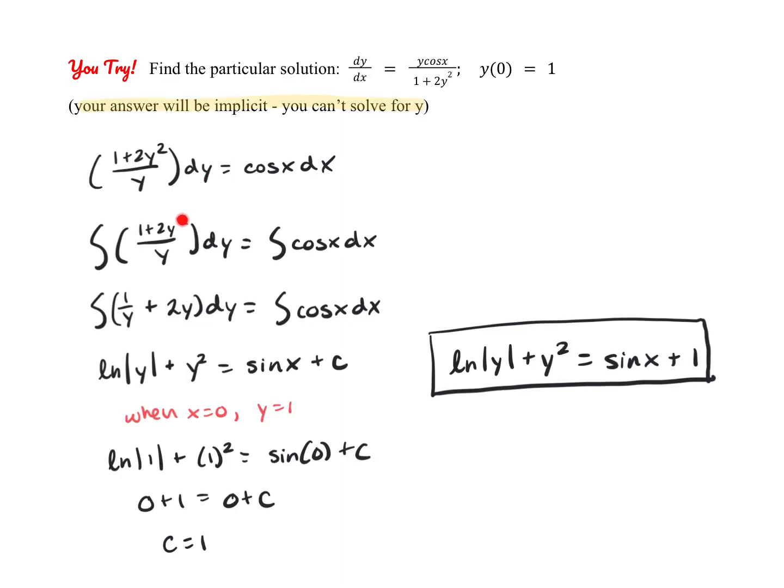All right, go ahead and check here. So first you're going to separate your variables, and then we'll integrate both sides. Here, to help us integrate, we'll definitely want to split this up into 2 terms. And then we get the natural log of absolute value of y plus y squared equals sine of x plus c. We use that extra piece of information to help us find c, giving us a particular solution. And notice this did say you can't solve for y, so we do have an implicit answer for this equation.